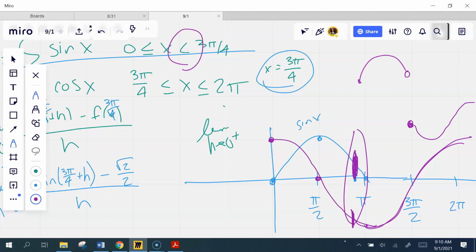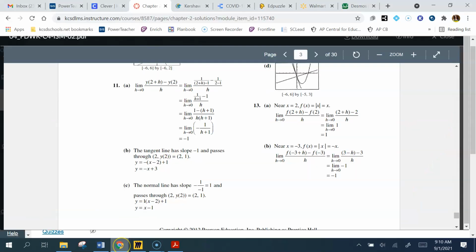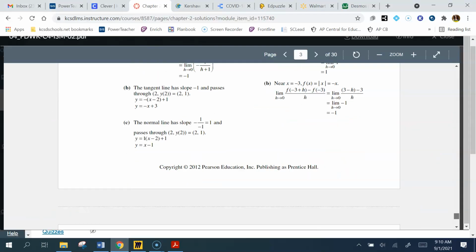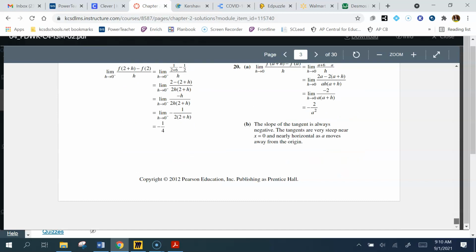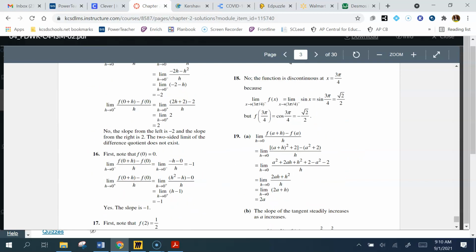They got -1. For 18, they better not have. Yeah, they got -1. No, the function is discontinuous because, what was I looking at? I don't know.